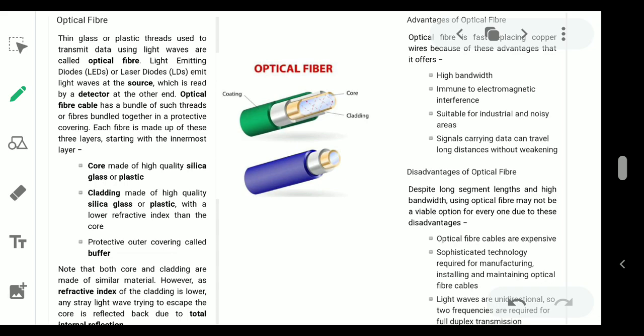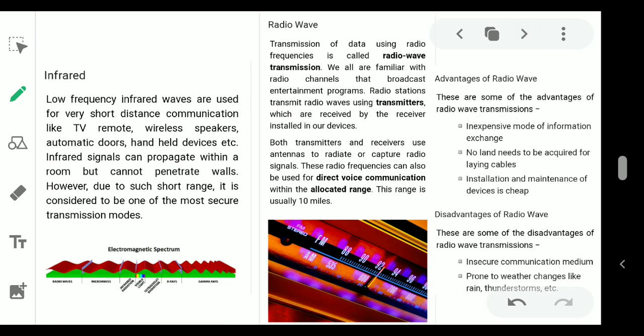So what are the disadvantages over here? Fiber optic cables are the most expensive of all cables. The cable needs to be handled with care, so it is difficult to join and terminate such a kind of cable. These are the disadvantages.